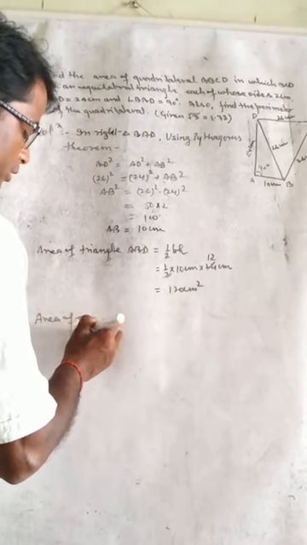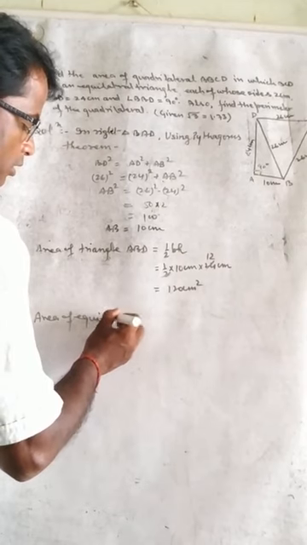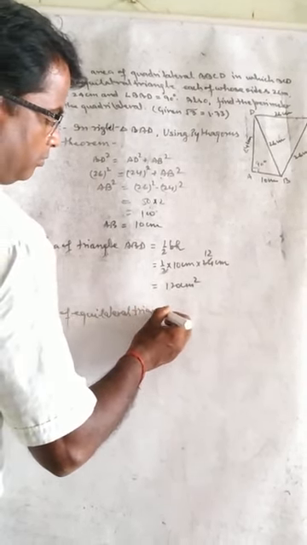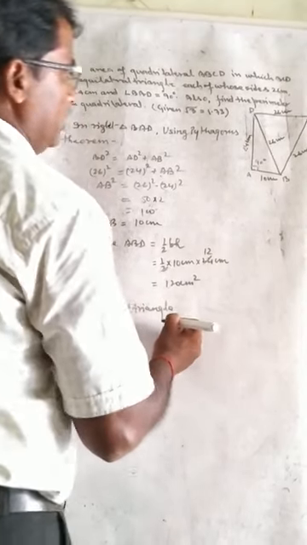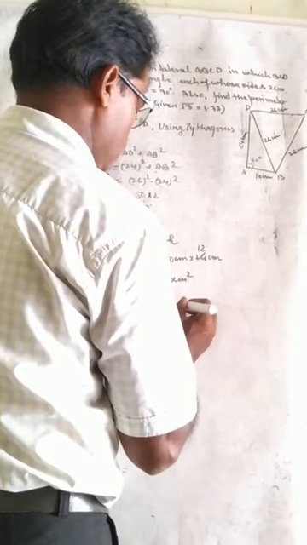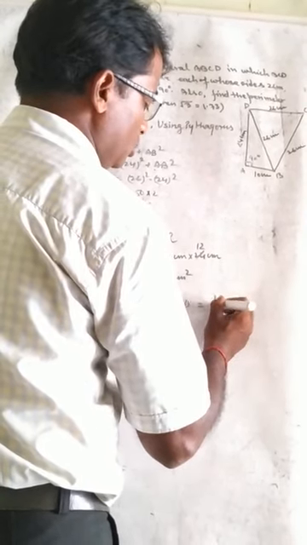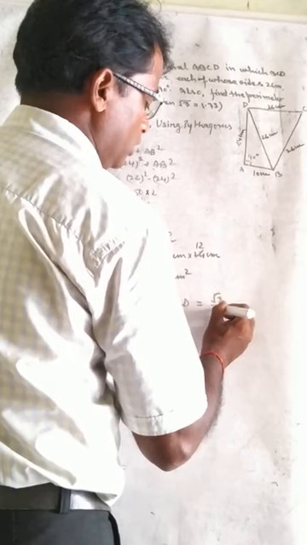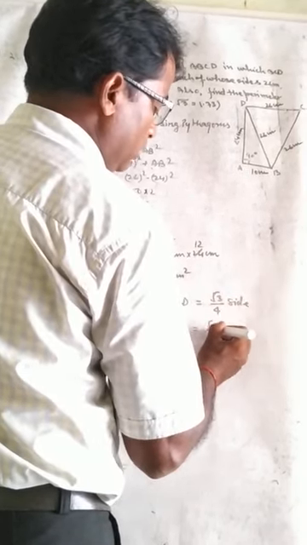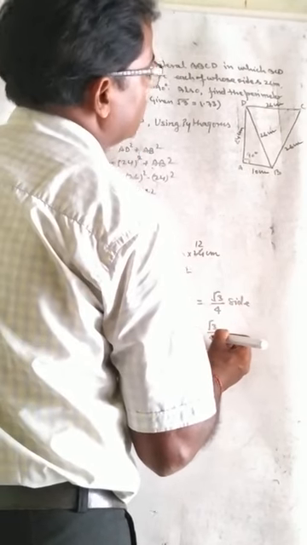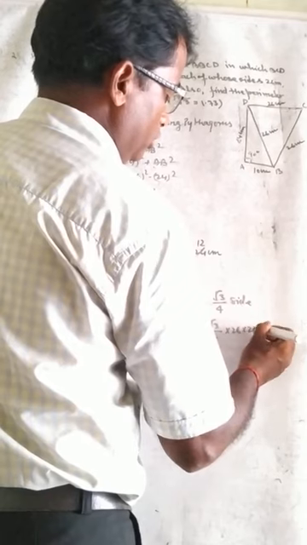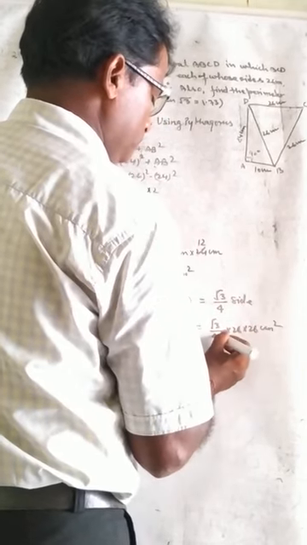Area of equilateral triangle BCD. What formula can we use? Root 3 by 4 a square, or side square. Root 3 by 4, how much is the side given? 26. 26 into 26 centimeter square.